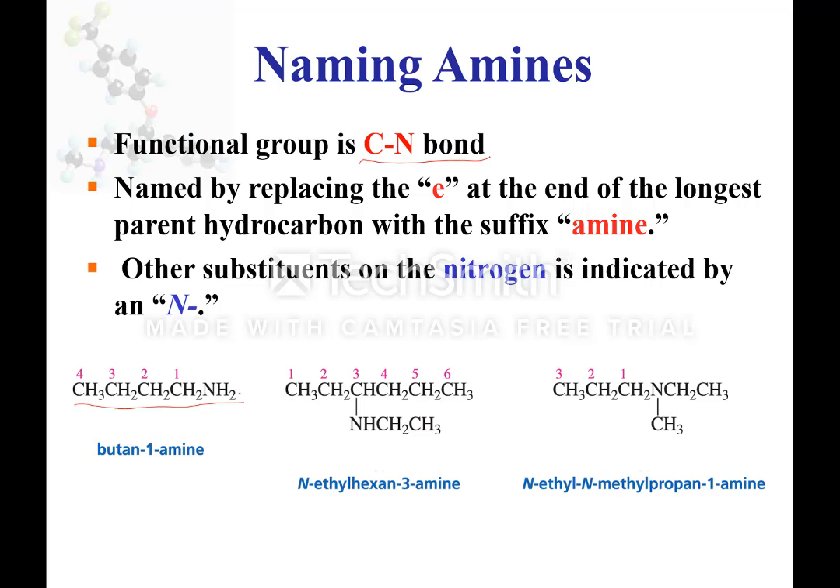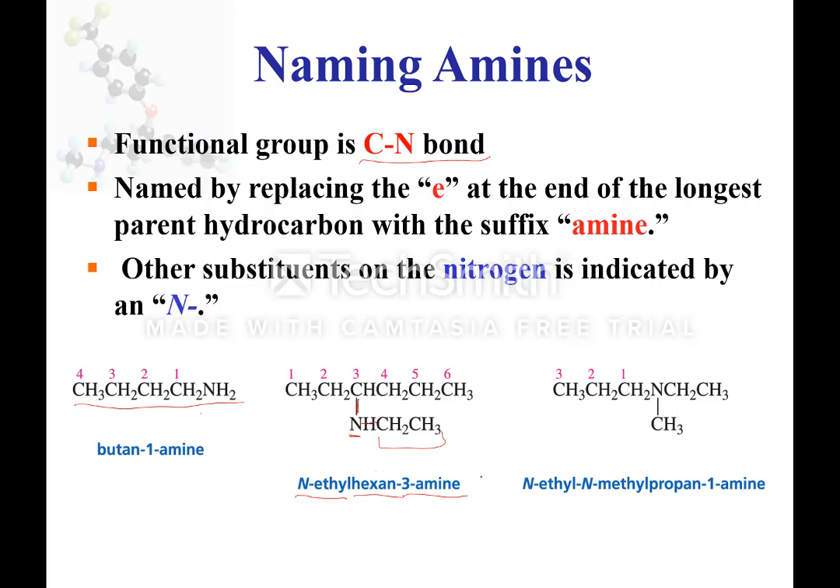In this case, you see that the nitrogen has two nitrogen-carbon bonds, here and here. So now we have to compare which is the longest chain. And obviously, the 6-carbon chain is longer than the 2-carbon chain, so this is named as a derivative of hexanamine. We see that the carbon-nitrogen bond is at carbon 3, so it's a hexane-3-amine. Finally, on the nitrogen, there's also a 2-carbon chain, so it's an ethyl group. So this molecule is N-ethylhexane-3-amine.